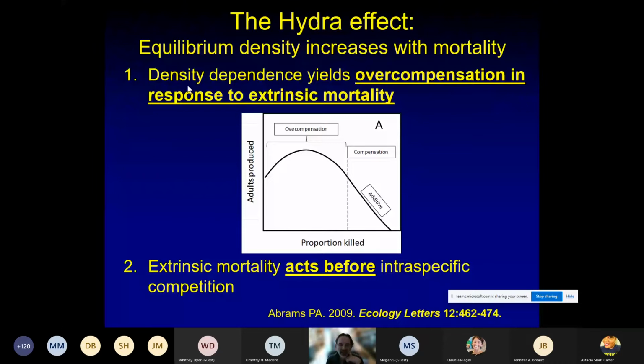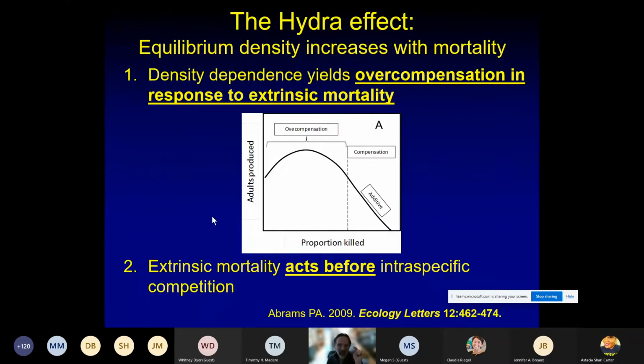One is that for this Hydra effect to occur, density dependence has to yield overcompensation in response to mortality. That means that in a single generation, the number of adults that are produced from a larval cohort must at some point increase as the proportion killed increases. And you see that in this hump-shaped part of the curve. We expect that it wouldn't be uniform, that at some point you reach a high enough rate of killing that you would depress the number of adults produced. But this overcompensatory response in the short term has to occur for the Hydra effect to occur.